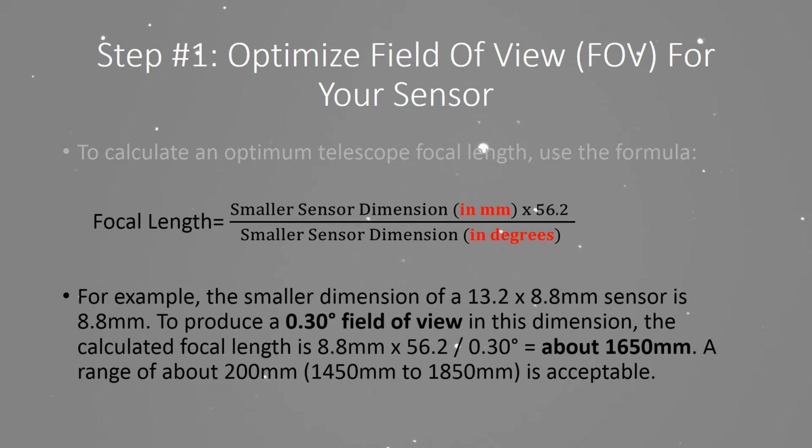To produce a 0.3 degree field of view in this dimension, the calculated focal length is 8.8 millimeters times 56.2 divided by 0.3 degrees, which is about 1,650 millimeters. A range of about 200 millimeters, between 1,450 and 1,850 millimeters, is acceptable.